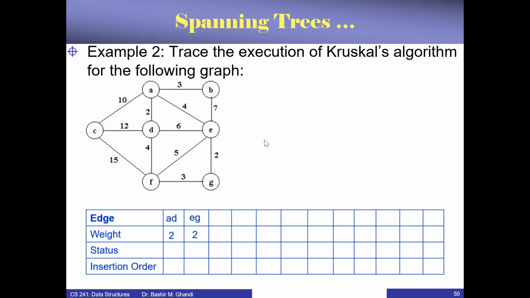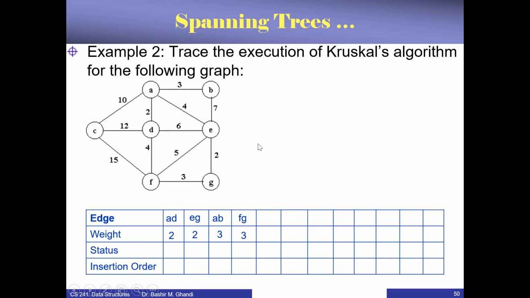The next smallest weight of the edges in this graph is 3. And we have 2 edges with 3. This is a 3 and this is a 3. What are the names of the edges? AB and FG. So we're going to put the 2 threes and the 2 edges in our table. Again, notice the ordering that we put them: AB first before FG, because A appears before F.